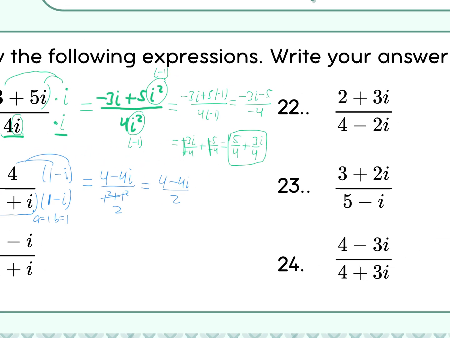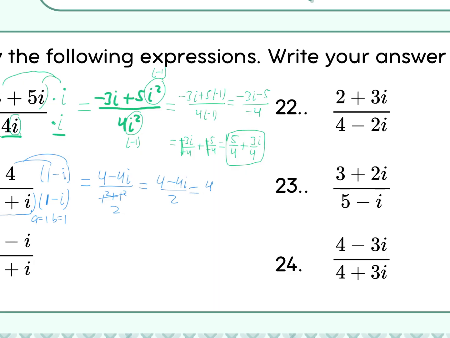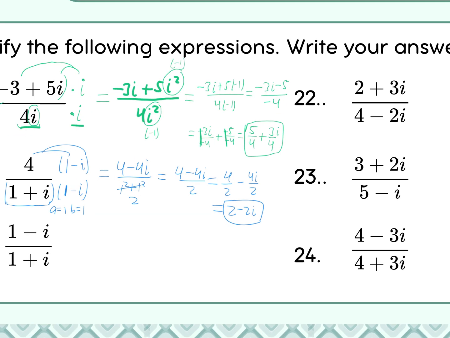But once again, I want it in standard form, so I'm going to split this up. It's going to be a 4 over 2 minus 4i over 2. And then these can simplify into 2 minus 2i. All right.